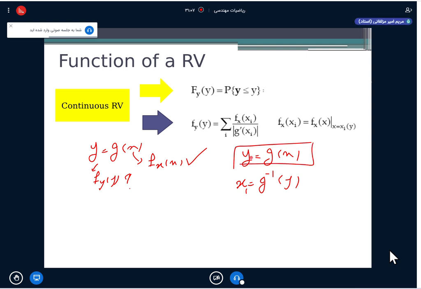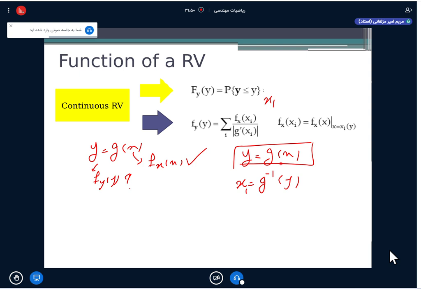Here we have the formula of y in terms of x. Here we have the formula of x in terms of y. Okay, x_i means, in this formula, x in terms of y. If g is an invertible function, then we have only one x_i, only x1. But if g is not invertible, we may have several x_i, for example x1 and x2. In this situation, when we have x1 and x2, this sigma is important.